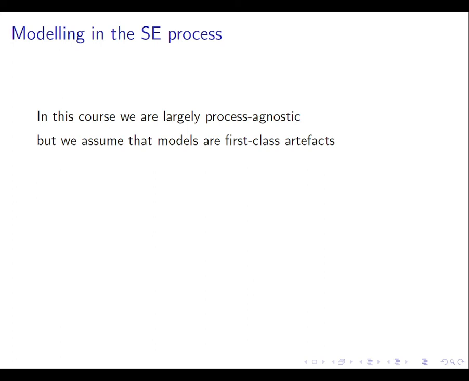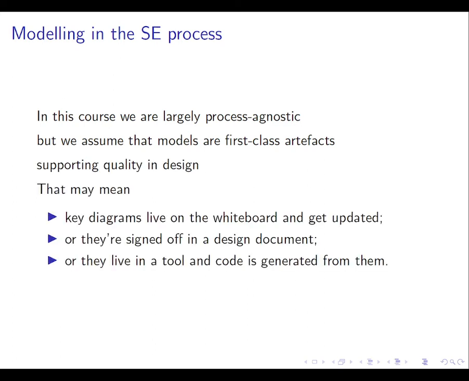So in this course we are largely process agnostic, but what I am going to assume for the rest of the course is that models are important. Models are first-class artefacts in whatever process we're talking about, and they support quality in design. Now there are a number of different ways they might do that. We might mean that we've got key diagrams living on a whiteboard in the corner of somebody's agile development shop, but I'm only going to count it as models being first-class artefacts if they actually live there throughout the development and they get updated as things change.